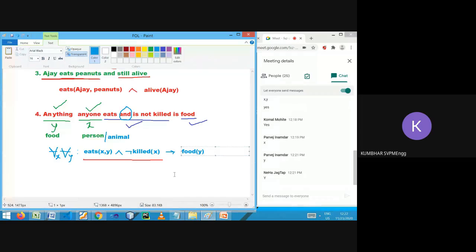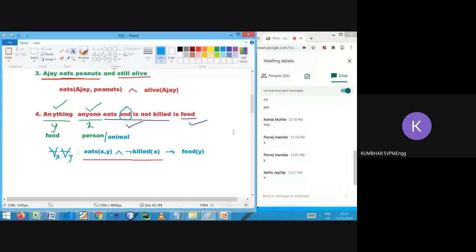This statement is saying that for all X and all Y such that X eats Y and X is not killed, then Y is a food. The same statement in English can be represented using FOL here. Correct? Let's move on to the next example.